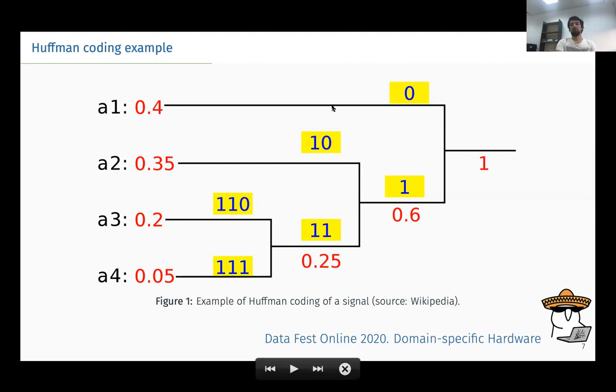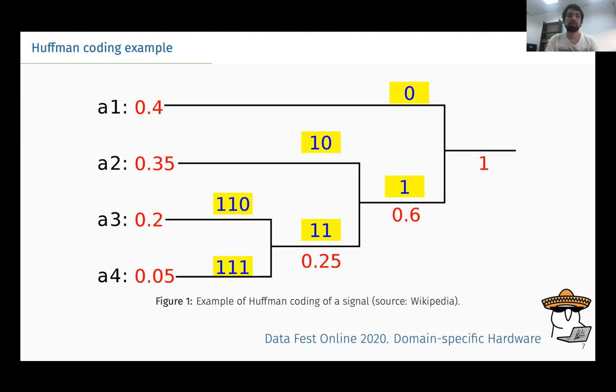So we start from A1, which takes only one bit per symbol, and we pay for that by giving A3 and A4 3 bits per symbol. And if you calculate the expectation of the amount of bits per symbol, you'll arrive at a number which is less than 2, which means we compress the signal just by using those statistics. And the advantage of Huffman coding is that it's very simple. It just requires building this tree, and then you can just map each symbol to its code. And the decoding is also very simple.